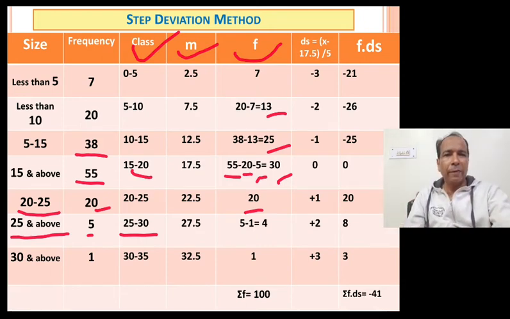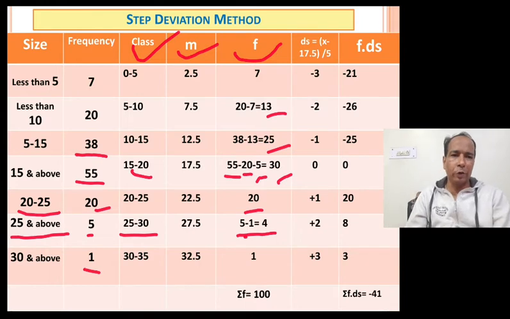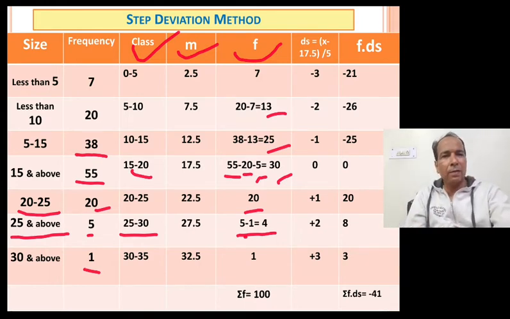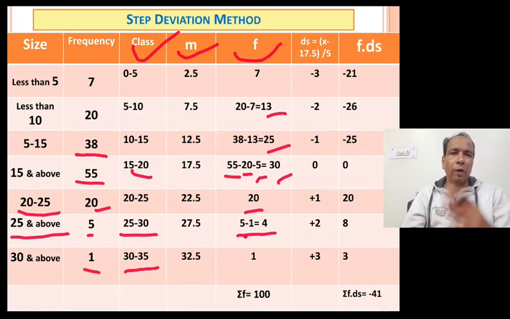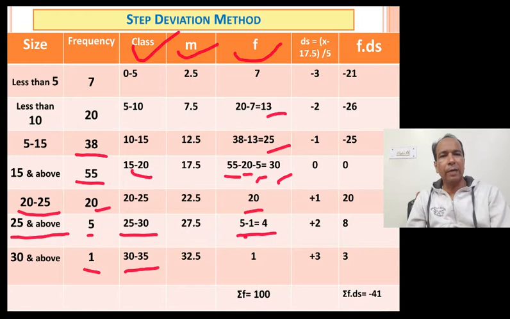So the 30 and above value is 1. The 25 and above value is 5. So 5 minus 1 gives you 4. 30 and above means 1. That is straightforward to put for the 30 to 35 class, assuming that 35 is the higher limit of the ending class. So now we have this frequency for the classes we have found out.